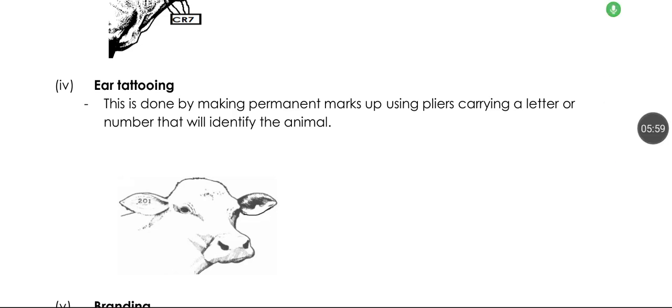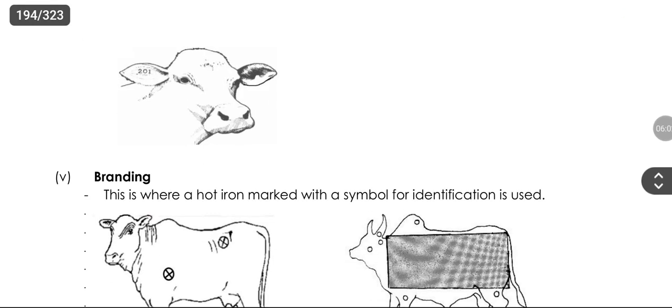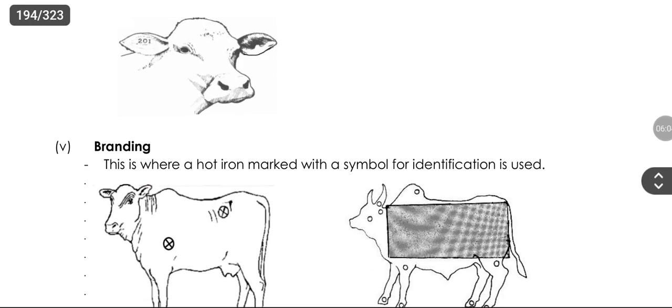So there is also what we call branding, where a hot iron marked with a symbol of identification is used. So branding is like okwata akantu ka iron. So iron, you know, it is a metal. Iron is that material that they use to make nails. So okakwata nokateeka ku nte, but they use a machine.